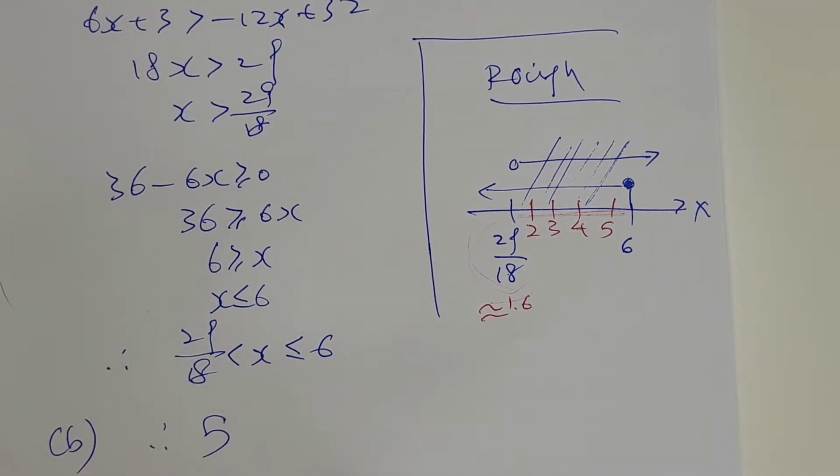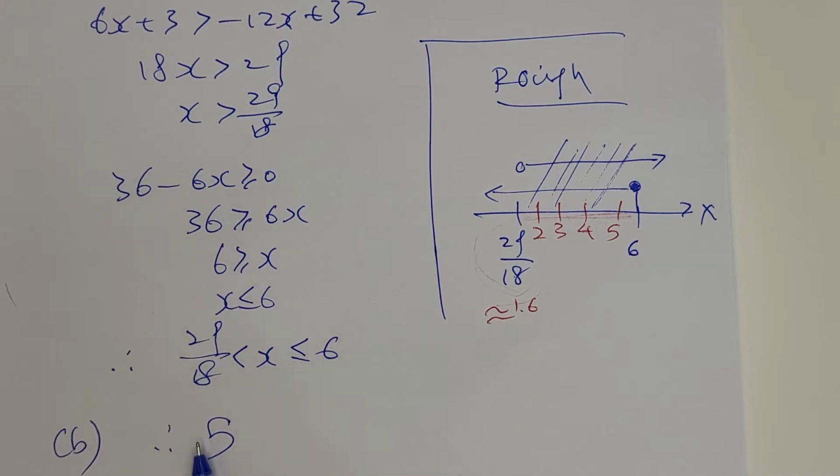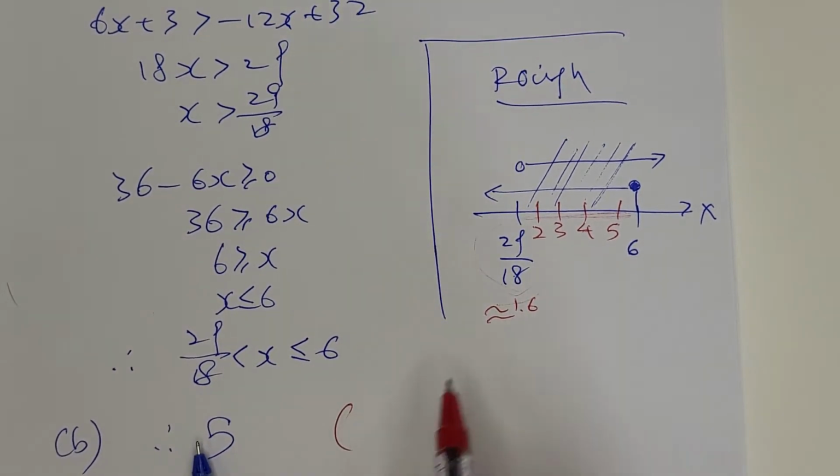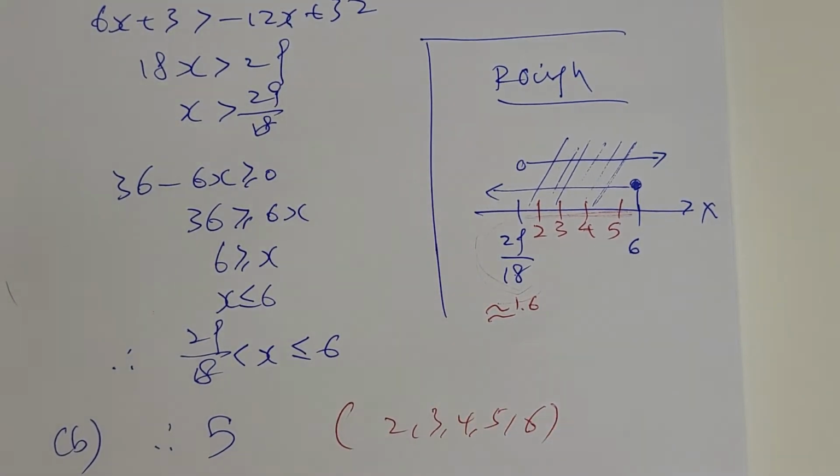Okay, how many integers satisfy these two inequalities? The answer is 5. But of course, you don't need to answer 2, 3, 4, 5, 6. The question did not ask you to list all these here, just for your reference. And that's the end of question number 8. Go to question number 9.